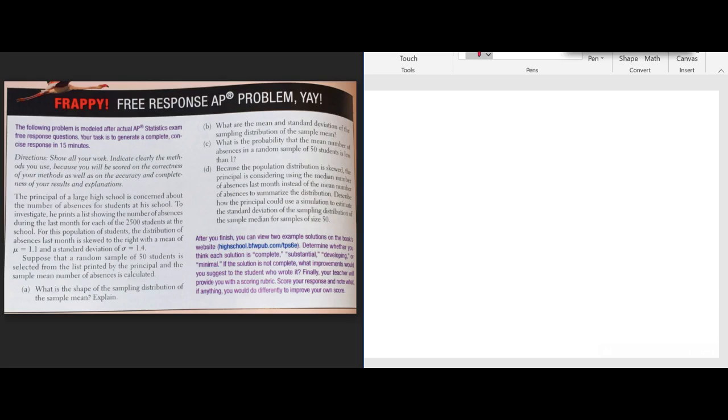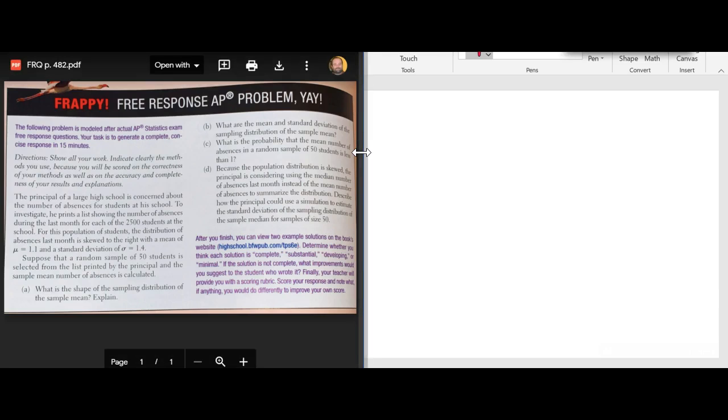So for this population of students, the distribution of absences, so we actually have the population mean. The population mean here is 1.1 absence per student, and the standard deviation here is 1.4 absence per student. Okay, so there we go.